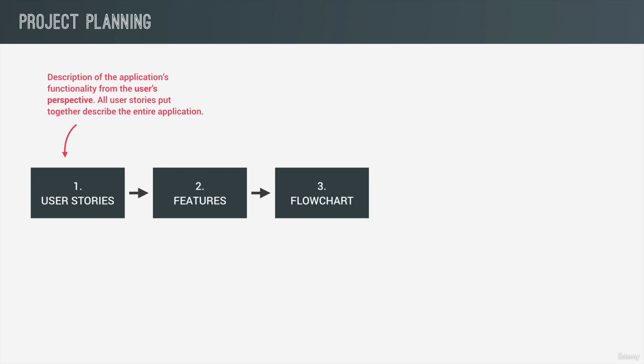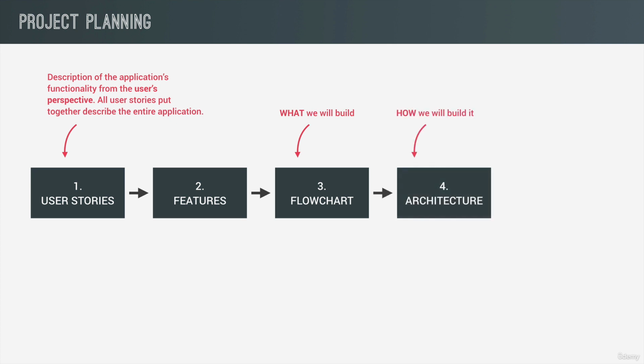Now, once we know exactly what we're going to build, it's time to think about how we're going to build it. And this brings us to the project's architecture. And in this context, architecture simply means how we will organize our code and what JavaScript features we will use. So the project's architecture is essentially what holds all the code together. It gives us a structure in which we can then develop the application's functionality.